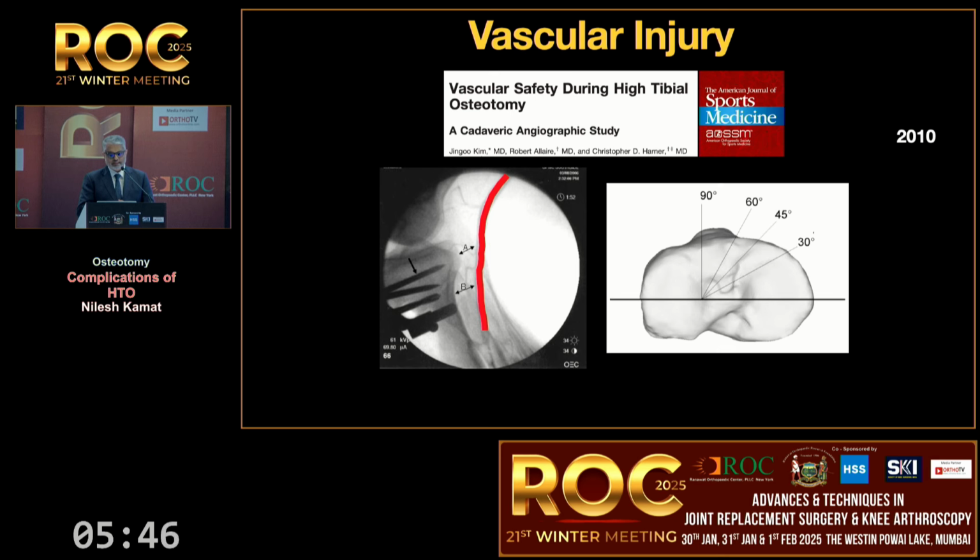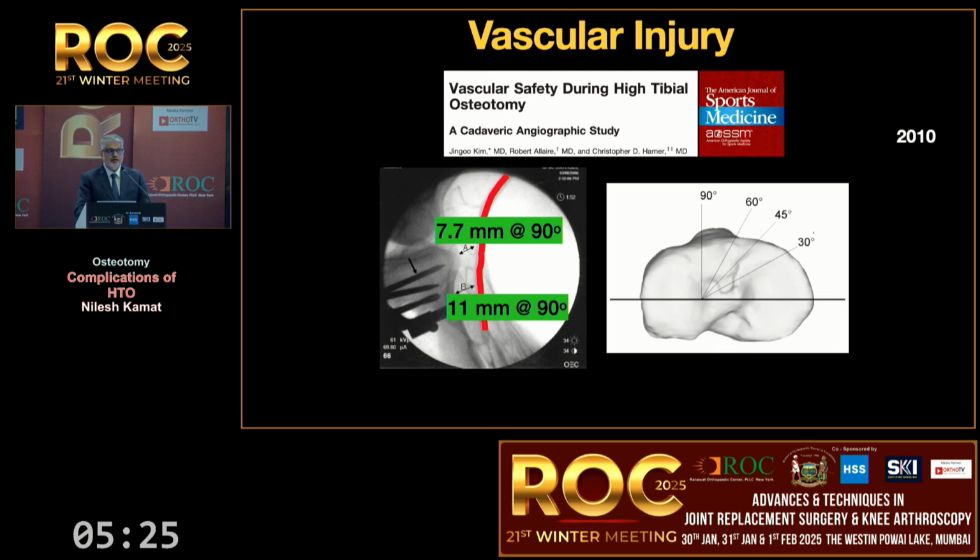of the tibia. In this study, they measured the vascular structures at 2 centimeters and 5 centimeters from the posterior articular surface. At 90 degrees, it was the furthest away, where at 2 centimeters it was 7.7 millimeters, and at 5 centimeters it was 11 mm.